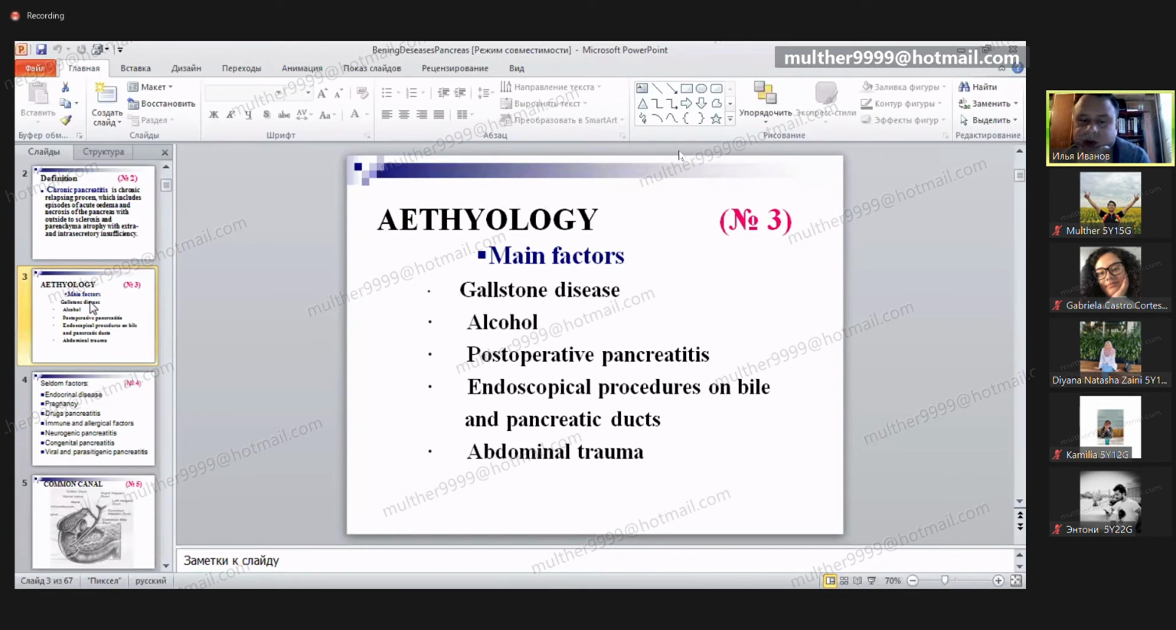The usual and main primary reason for development of acute pancreatitis and for recurrent cases of chronic pancreatitis is alcohol.